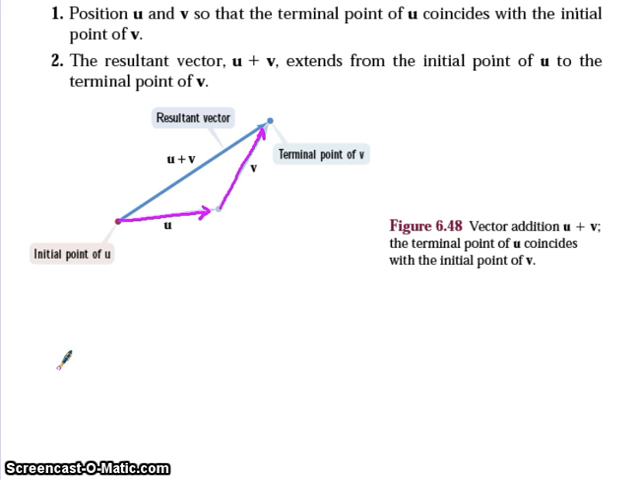In order to add them up and look at the geometric representation, we want to position u and v so that the terminal point of u coincides with the initial point of v, right here. And the resultant vector of u plus v extends from the initial point of u all the way to the terminal point of v. So that is the geometric representation. Now, a lot of times, like in physics, you guys will see the force of one and the force of another and combine those two forces into one, which is right here, u plus v.